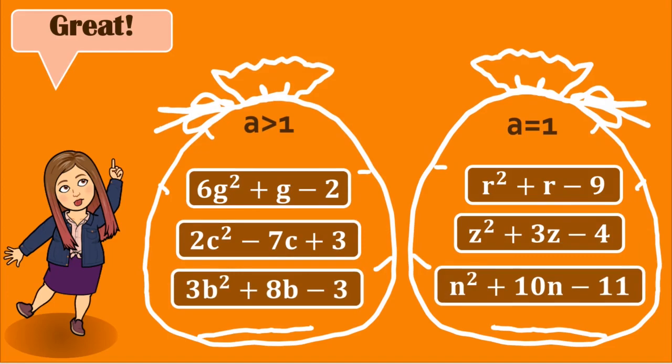Great! As you can see, the bag at the right has the general trinomials with a leading coefficient of 1. And we know how to factor those, right? But how about the bag at the left? We have here the general trinomials with a leading coefficient greater than 1. Do you want to know how to factor these? Let's try this.